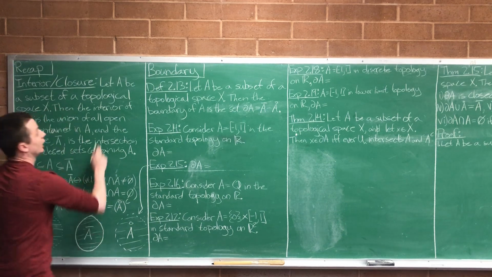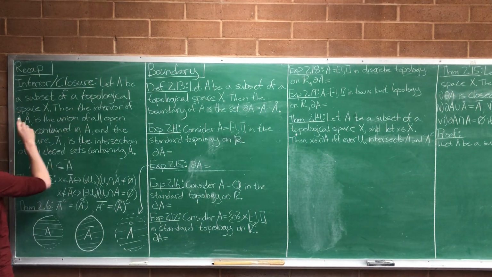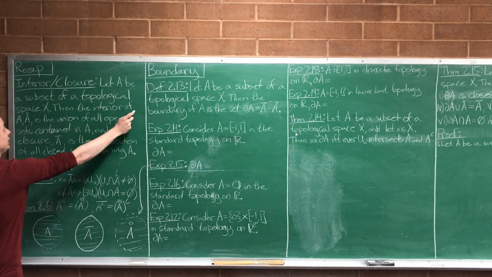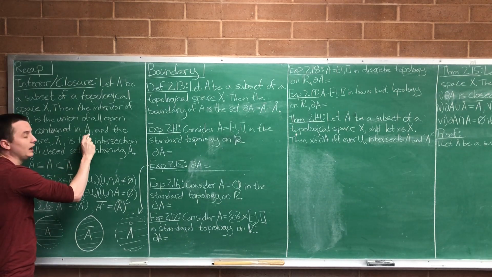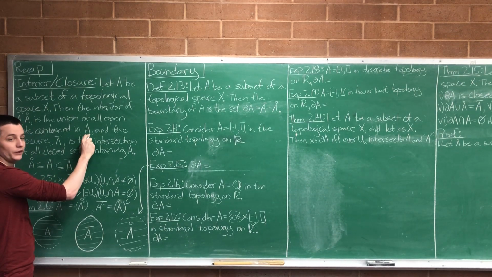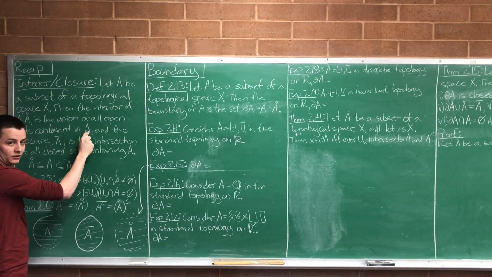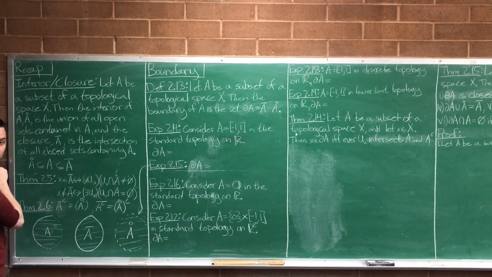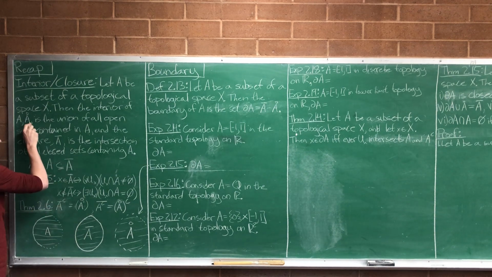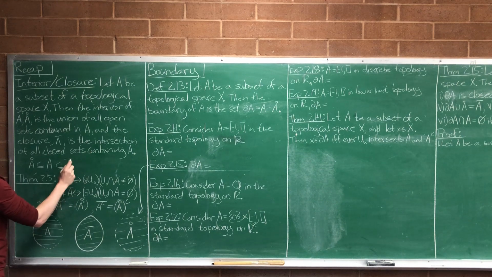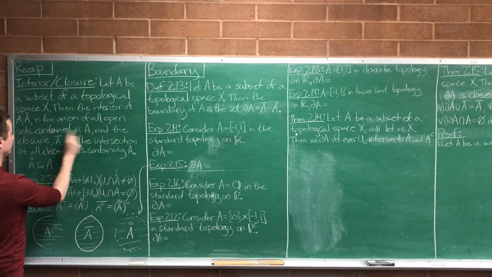First off, let A be a subset of a topological space X. Then the interior of A, which we denote with A with a circle above it, is the union of all open sets contained in A. So if any open set is a subset of A, then it's in the interior. Take all the open sets contained in A and union them up. That's what the interior is. Make sense?